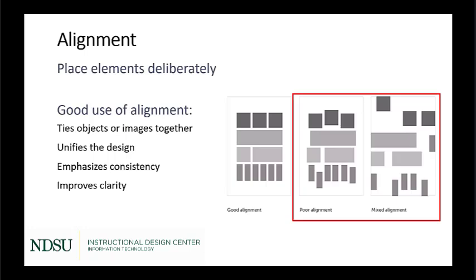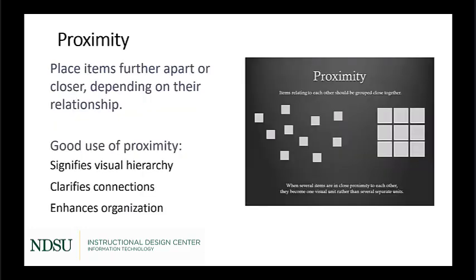Now moving on to proximity. Proximity will clarify relationships between elements and it will make the document more organized. And you can add proximity by grouping related items together or separating unrelated items.